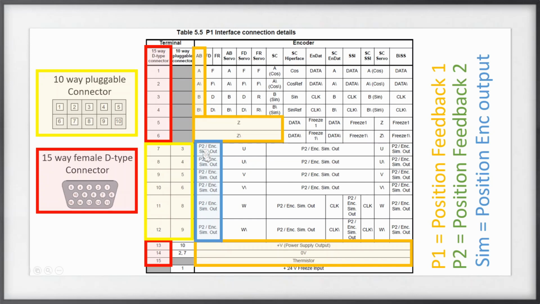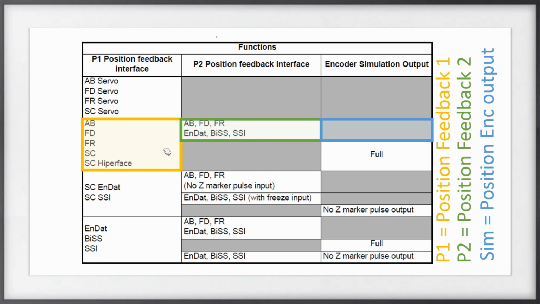Now if you look closely at the description, it says P2 and encoder simulated. That's because it can be a P2 or a simulated output. If you look back at the first table we looked at, you can see that when you have an AB encoder, you can either have it with a P2 input or you can have it with a full simulated output, but not both.